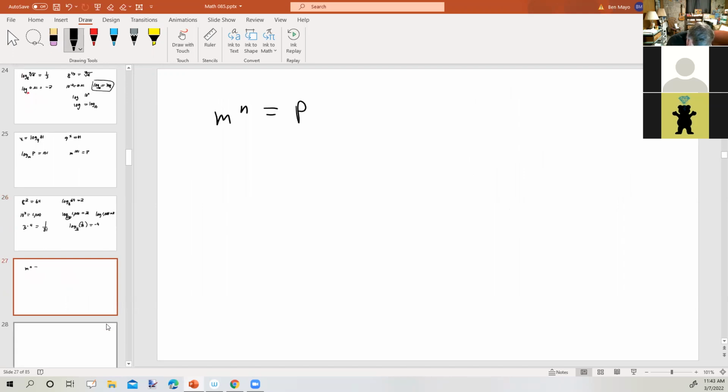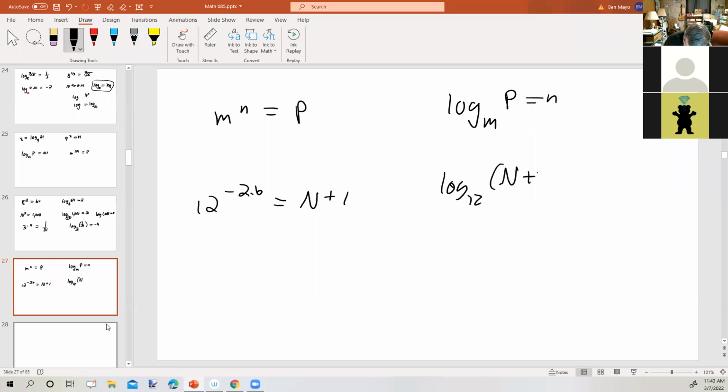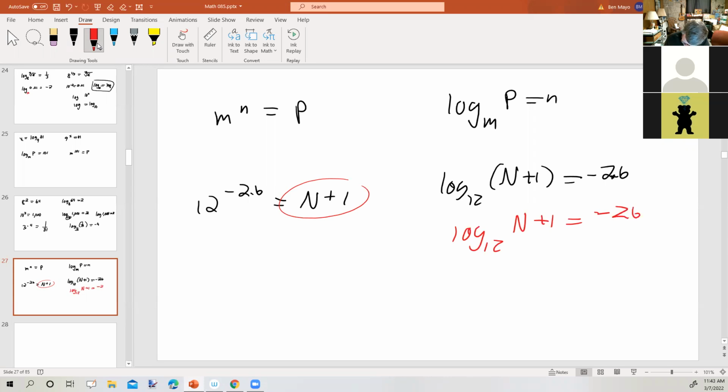M to the n power equals p. Log base m of p equals n. 12 to the negative 2.6 power equals n plus 1. Log base 12 of the quantity n plus 1 equals negative 2.6. Notice I needed to group that with parentheses because if I wrote it like this, that would imply we wanted the log base 12 of n and then just plus 1. And we want that whole thing to be included. So we need to group it there.